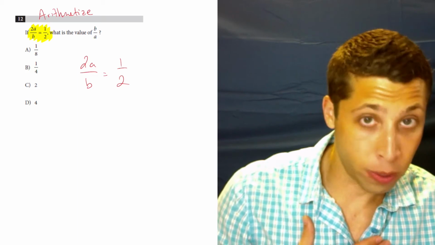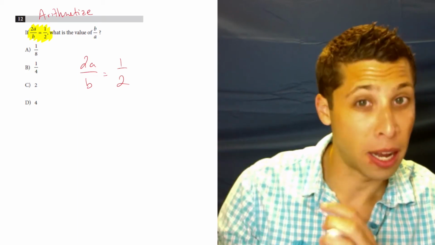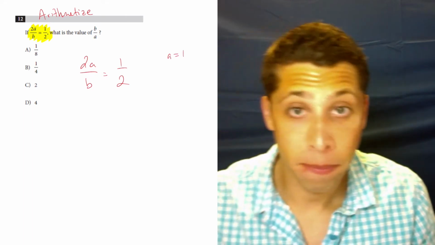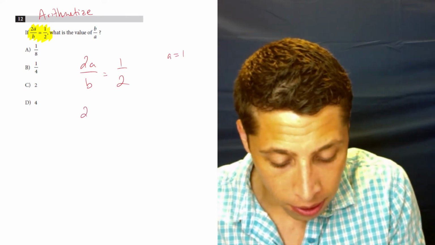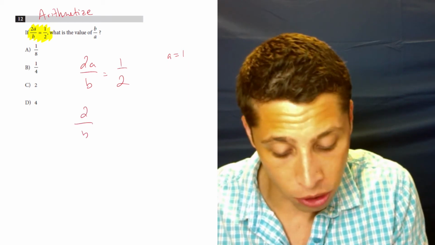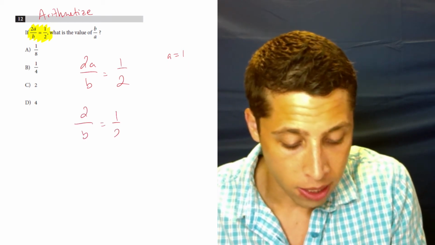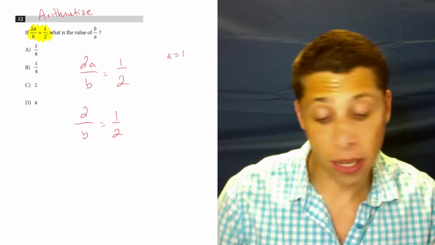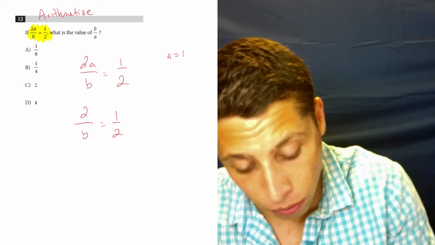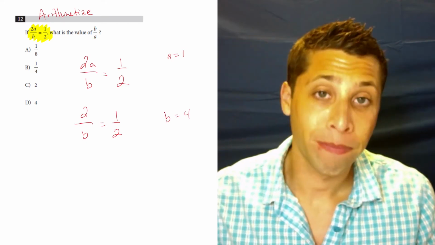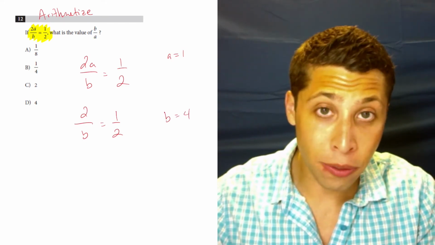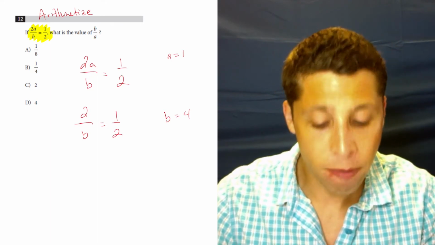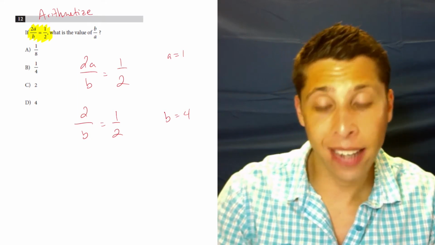The way that I do it is I start with A because it seems to be the more complicated of the two, right? So I would just say, let's say that A is equal to 1. That would mean that this is really the same as 2 times 1, which is 2, over B is equal to 1/2. And then I could cross multiply and get that B equals 4, or I could just see it, that B is equal to 4 here, right? So these aren't random numbers.